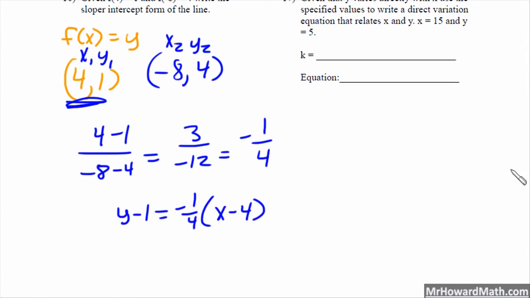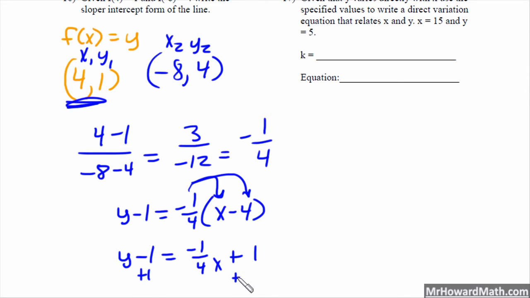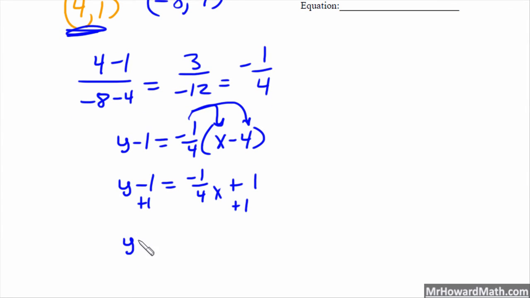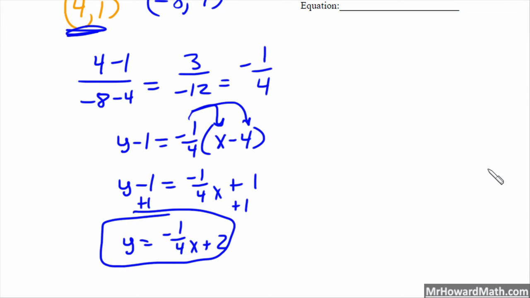Scroll down a little. They want it in slope-intercept, so I need to distribute. So y subtract 1 equals negative 1/4 x plus 1. Negative 1/4 times negative 4 would be a plus 1. Add the 1 to both sides, so y is by itself, and scroll down some more. So that would be y equals negative 1/4 x plus 2 would be our answer there in slope-intercept form.